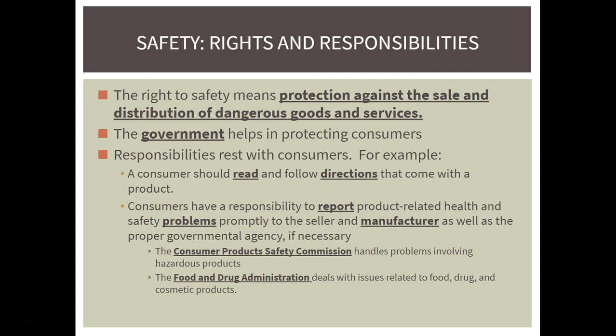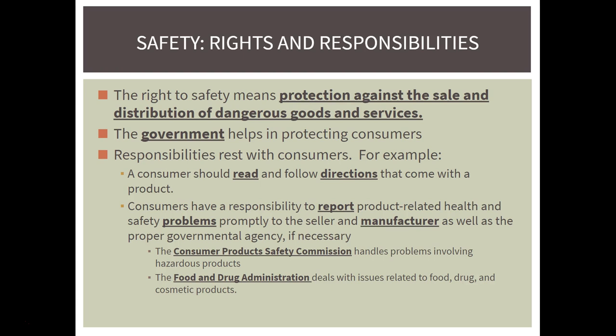So an example of this, a consumer should read and follow the directions that come with a product. All right, that is our responsibility. We need to do that in order to make sure that we're using our product safely. Consumers then have a responsibility to report any product-related health and safety problems promptly to the seller and manufacturer, as well as a proper governmental agency if necessary.